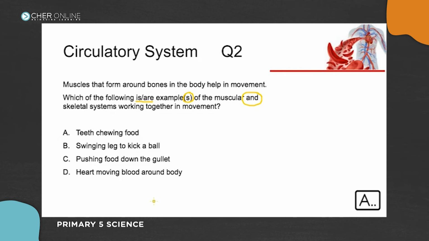Okay, so when your teeth are chewing your food, basically you have your muscles as well as your jaw bones working together to chew your food, right? And when you're swinging your leg to kick a ball, you also have your bones attached to your muscles. So most of you have no issues choosing B, but some of you do not recognize that A is also involved. Okay, next question. Okay, in C and D, they're only muscles. We do not actually involve bones.